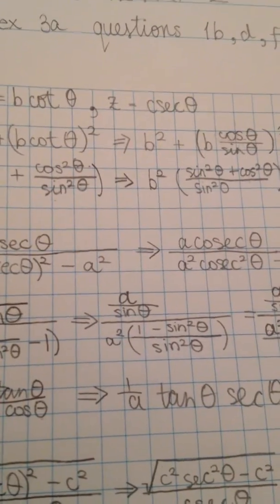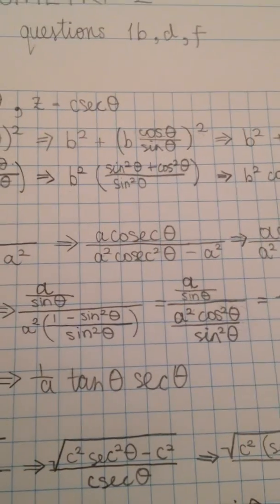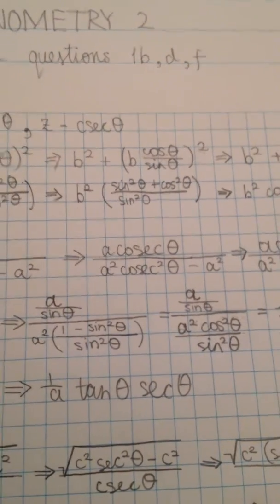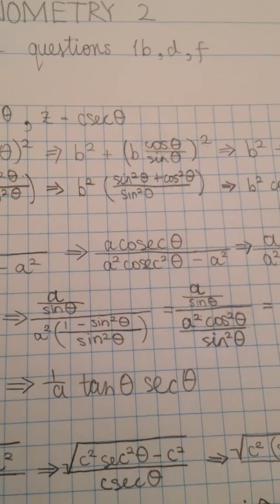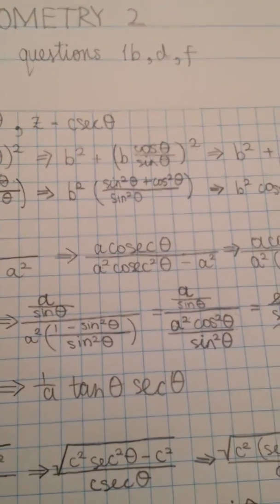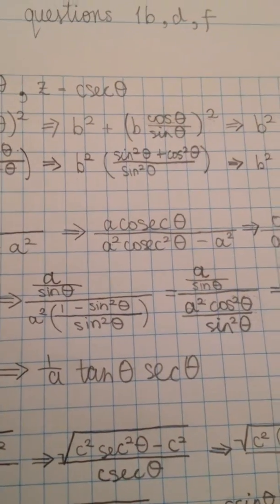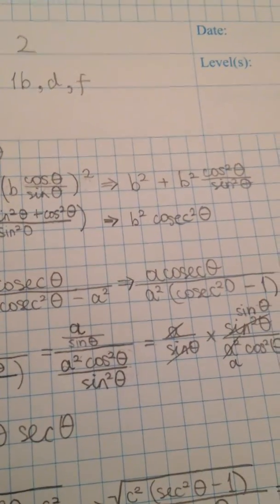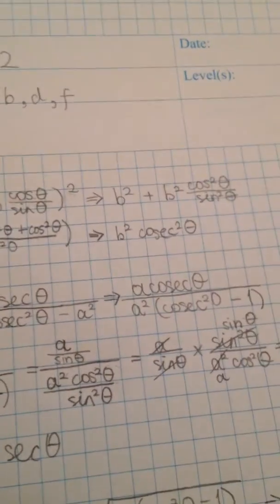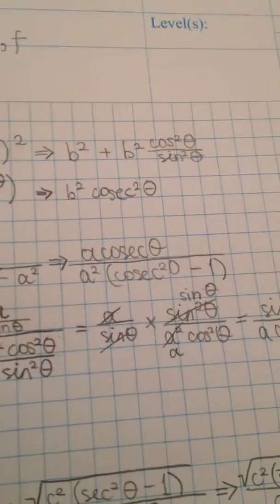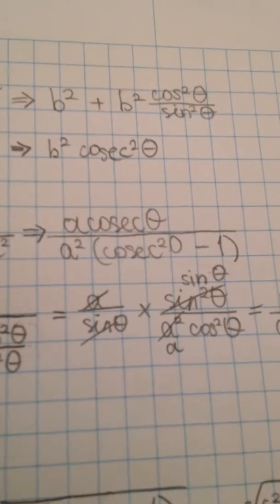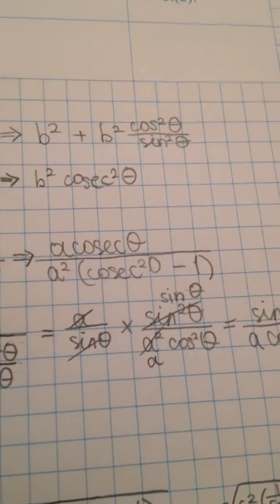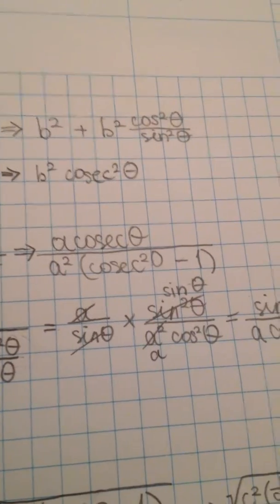And that gives me this, which I then simplified to a squared cos squared theta over sine squared theta, because 1 minus sine squared theta is cos squared theta, and then I added the a squared to the top of the fraction. And then you would basically just flip the bottom fraction and get a over sine theta times sine squared theta over cos squared theta, and that was really easy to cancel out.